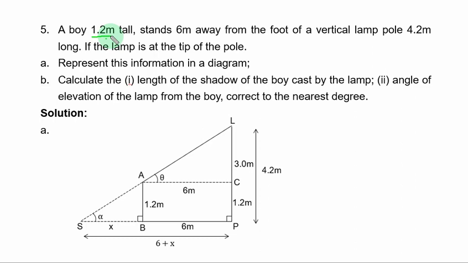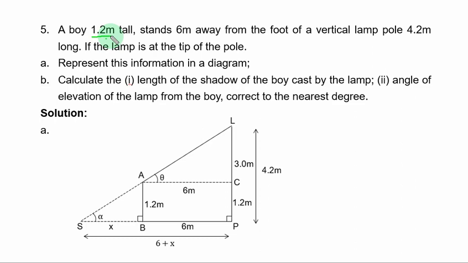(b) Calculate, (i) the length of the shadow of the boy cast by the lamp, (ii) the angle of elevation of the lamp from the boy, correct to the nearest degree.